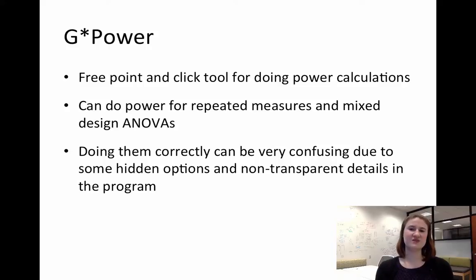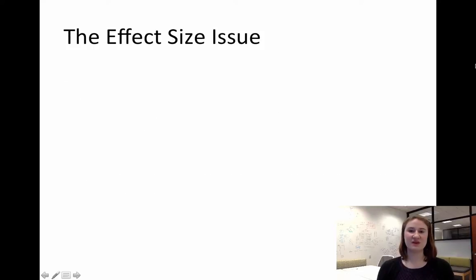The issue is that doing these types of analyses in G-Power correctly can actually be a little bit confusing because the program is often looking for slightly different inputs than you would think it's looking for. And so across these two videos, I'm going to talk a little bit about how to do power analyses in G-Power for repeated measures designs, and some of those little idiosyncrasies of the program that are kind of hidden. So in part one, I'm going to be talking about the issue of effect size, specifically the effect size G-Power thinks you have and the effect size you actually have.